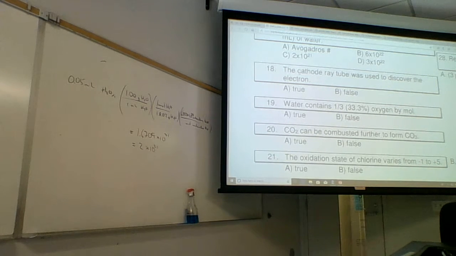You can only go to +4. Carbon trioxide would be +6. You'd have a very, very unhappy carbon. Because carbon is element number 6. Element number 6 has how many protons? Element number 6 has 6 protons and 6 electrons.